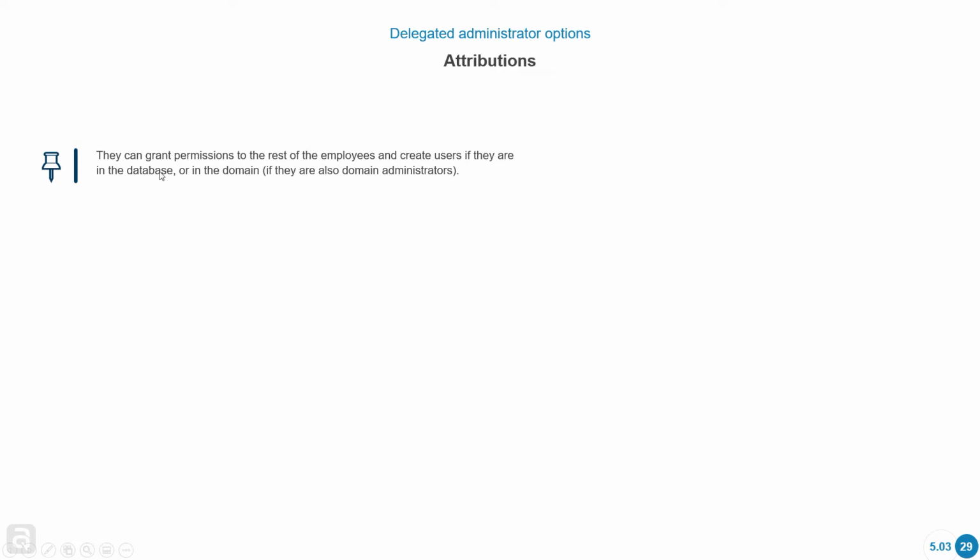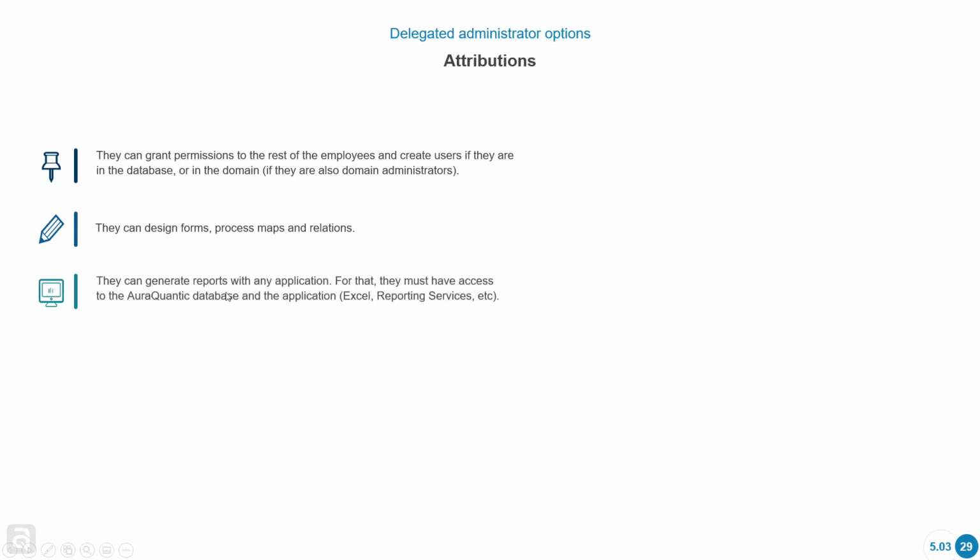Attributions. They can grant permissions to the rest of the employees and create users if they are in the database or in the domain. They can design forms, process maps, and relations. They can generate reports with any application. For that, they must have access to the Aura Quantic database and the application.